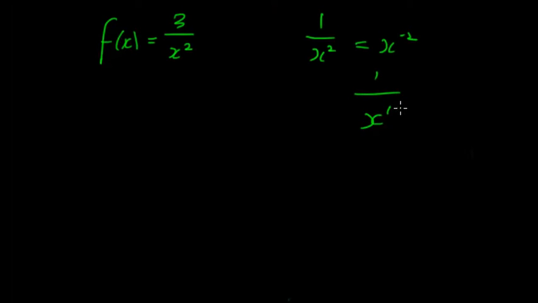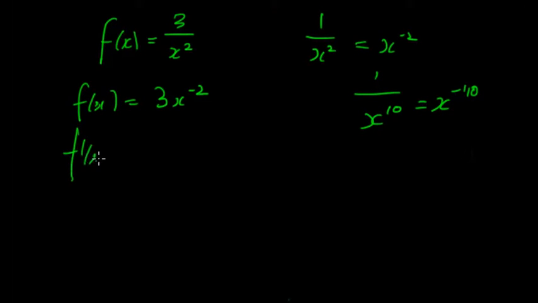If you have 1 over x to the 10, that is equal to x to the negative 10. So whatever integer you put there, 1 over x to the whatever is equal to x to the negative of that number. So you have 3 over x squared, so f(x) = 3x^(-2). So we haven't started working out the derivative at all yet. We've just put the f(x) into a form where we know how to calculate the derivative.